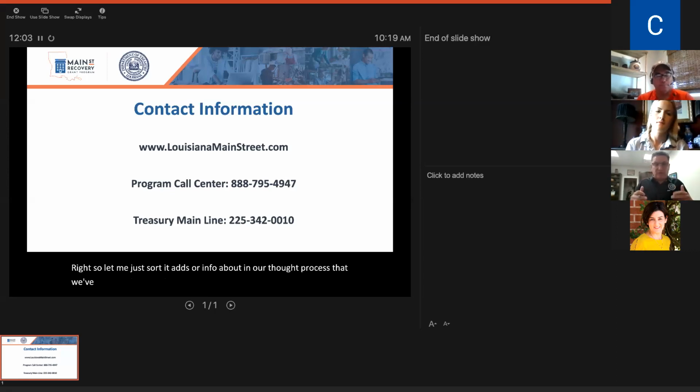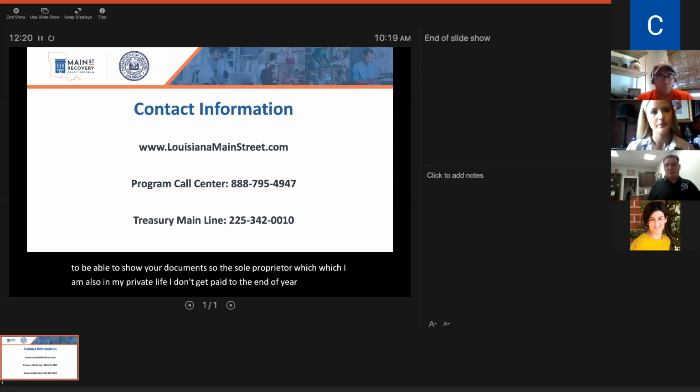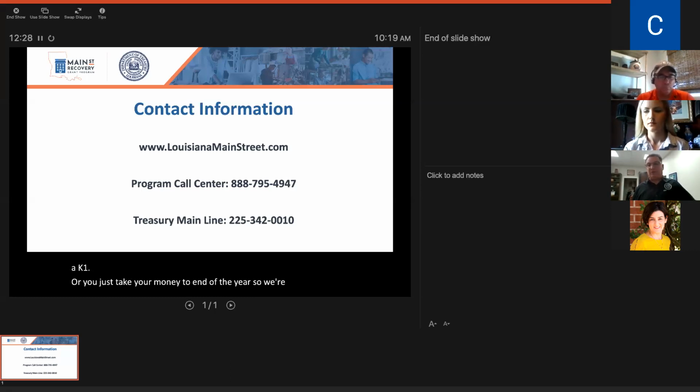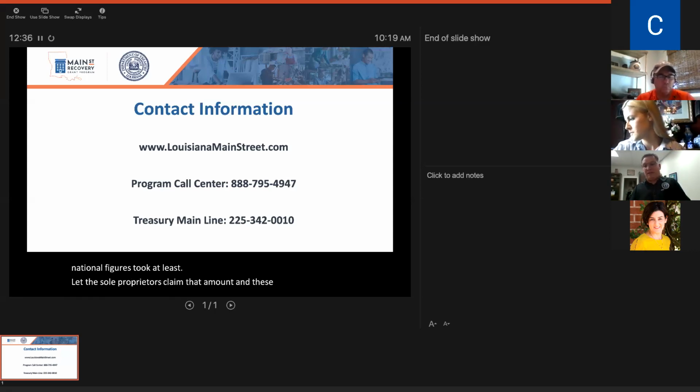So this is a reimbursement program. You have to be able to show your receipts, or you have to be able to show your documents. So the sole proprietor, which I am also in my private life, I don't get paid until the end of the year with a K-1, or however you take your money at the end of the year. So we're using some national figures to at least let the sole proprietors claim that amount. And these are national numbers, averages, and we'll be able to use that as our backup data.